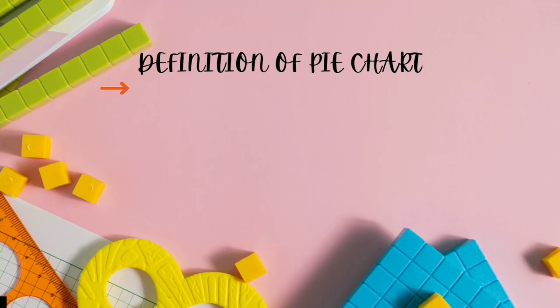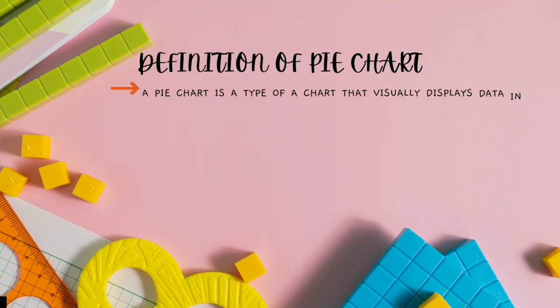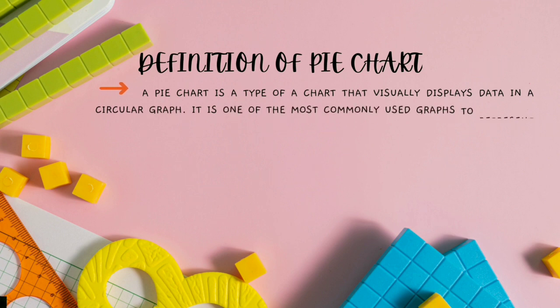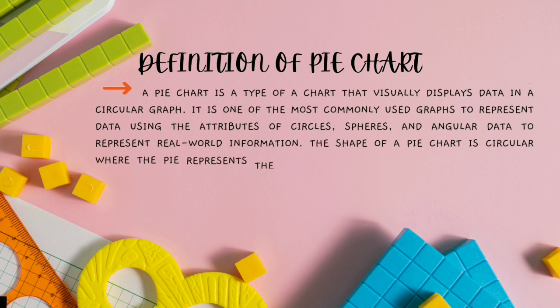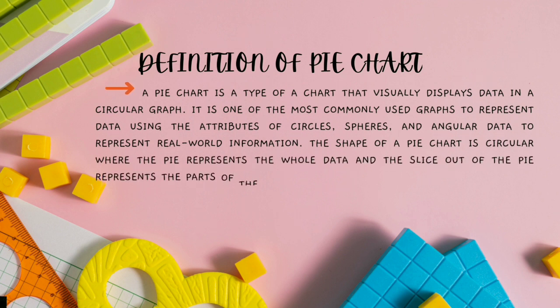Definition of pie chart. A pie chart is a type of chart that visually displays data in a circular graph. It is one of the most commonly used graphs to represent data using the attributes of circles, spheres, and angular data to represent real-world information. The shape of the pie chart is circular, where the pie represents the whole data and the slices out of the pie represent the parts of the data and record it discretely.